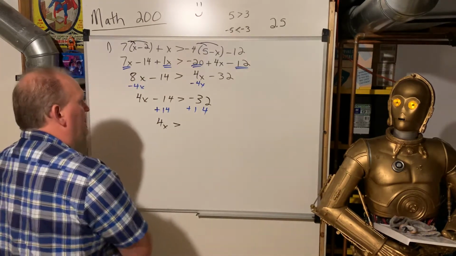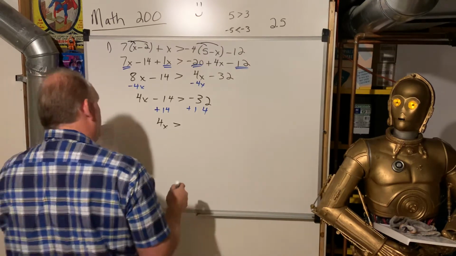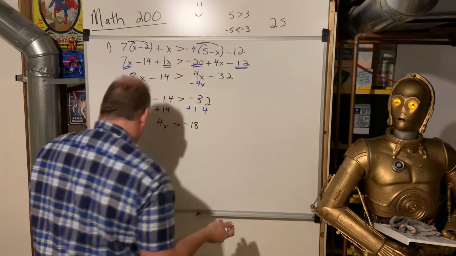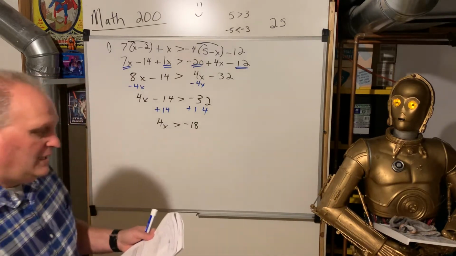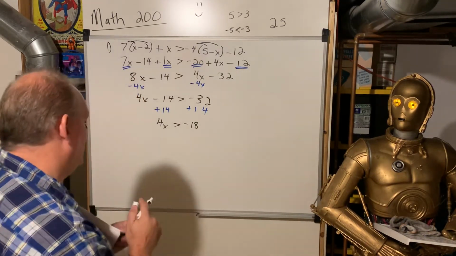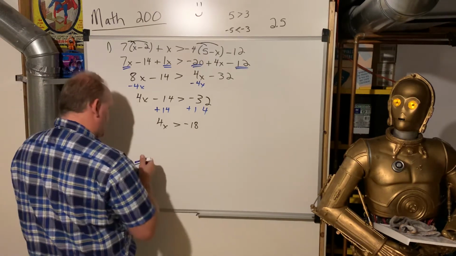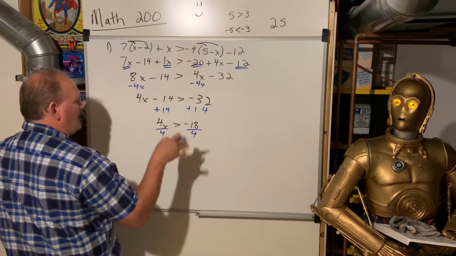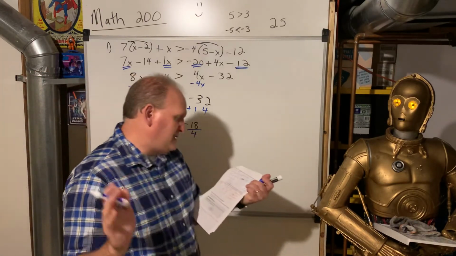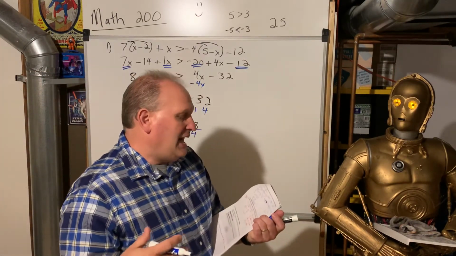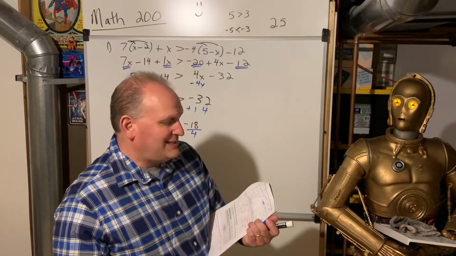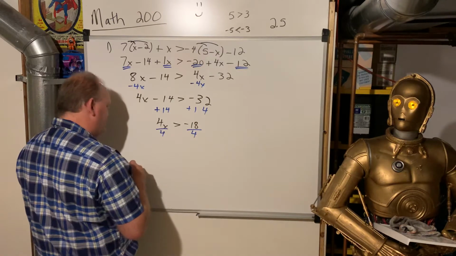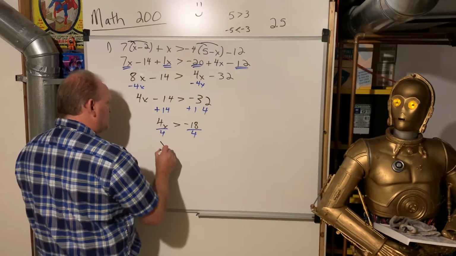4x is greater than, what is that, negative 18? Okay, yeah. And so now we're at a crossroads here. I'm going to divide by 4, and since I have to do the graph and the interval notation and the set notation for this, I would prefer to leave it as a decimal because I'm going to have to find it on a graph. Sometimes you got to read the instructions carefully.